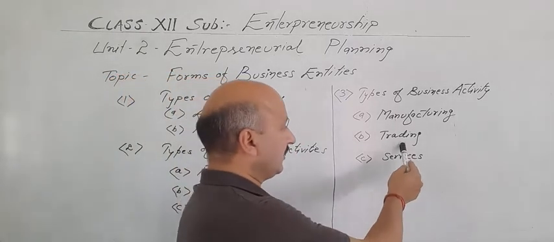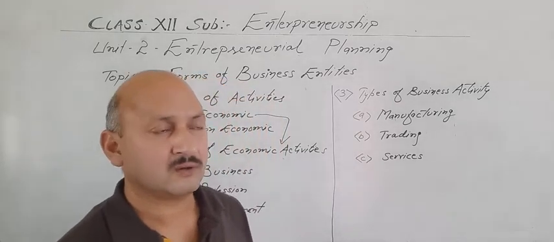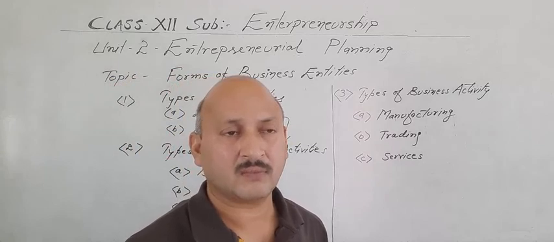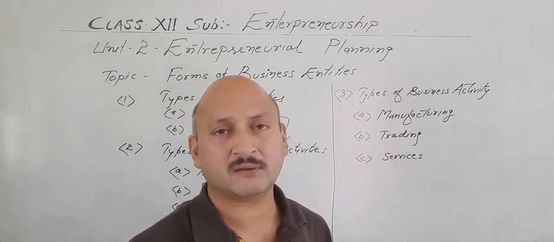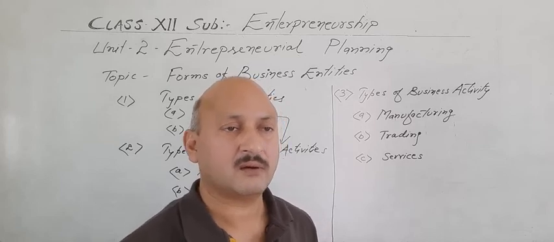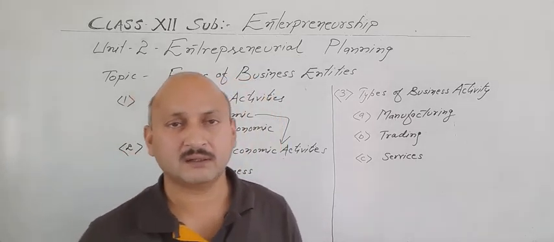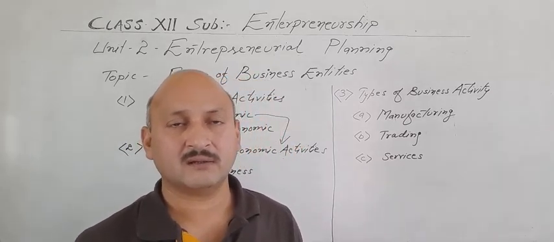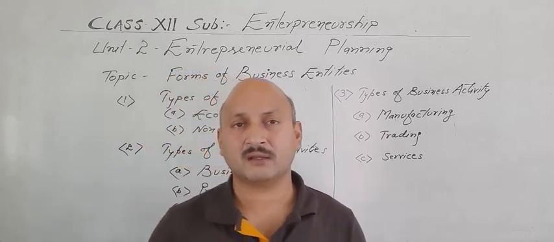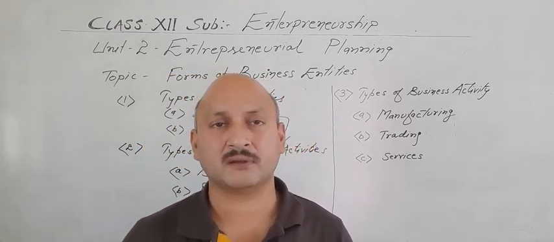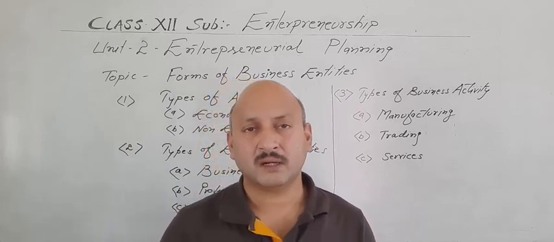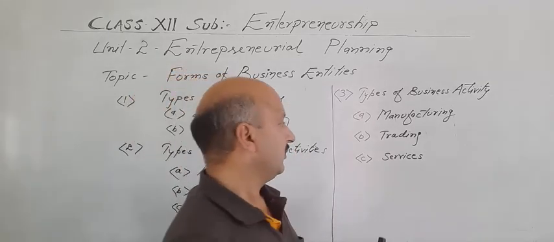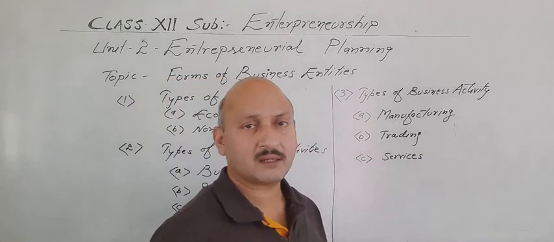Next one is trading. In the trading business, we have to directly buy from the manufacturer and sell it to the customers. Like all retailers or all sole proprietors generally do this type of business activities. In the market, we have seen many shops selling lots of articles which they are not producing. It means they are buying it from the producer and selling to the consumer. So, trading is buying and selling of goods.